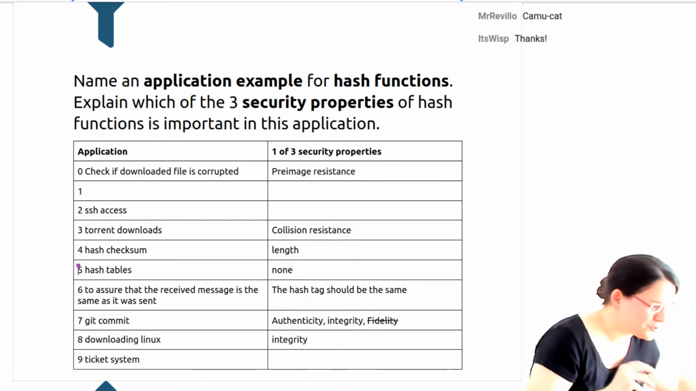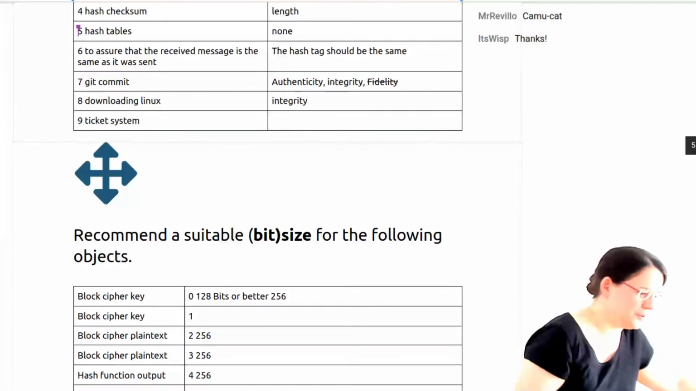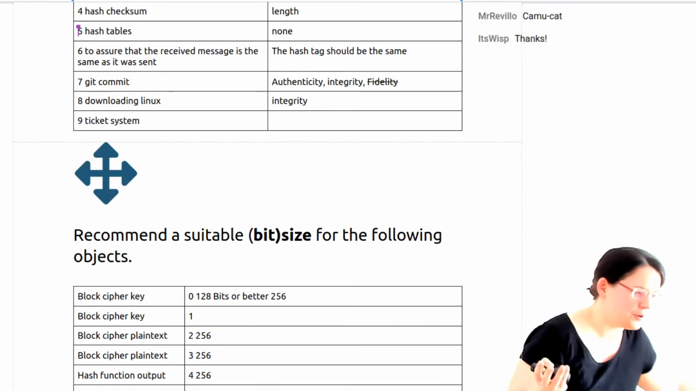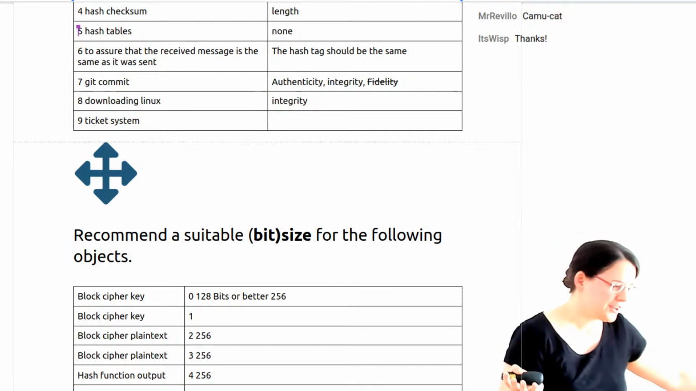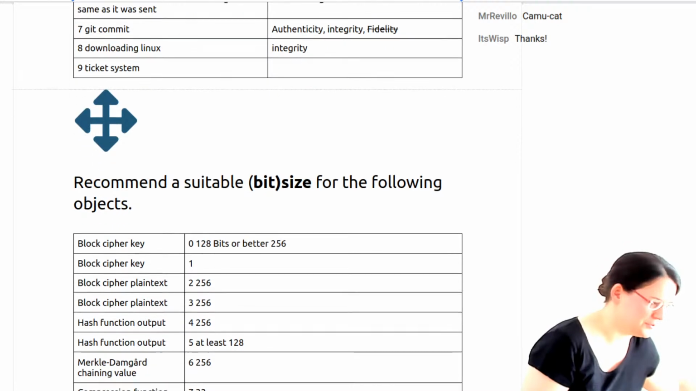Okay, the other ones I think should work a bit on their security properties. So sometimes it's collision resistance that's more important. So for example, you could think about if you do a password hash, which of these is more important? Is it collision resistance or pre-image resistance?